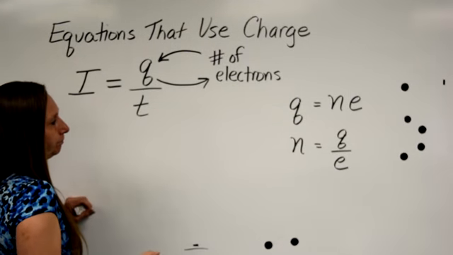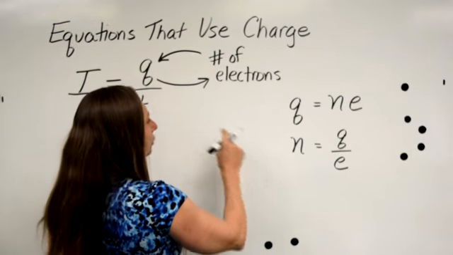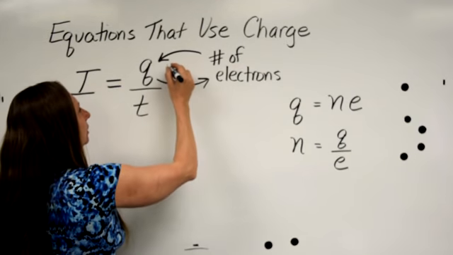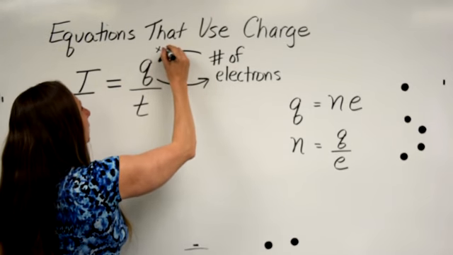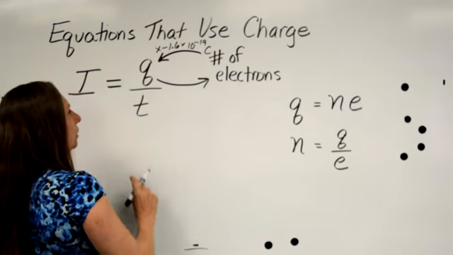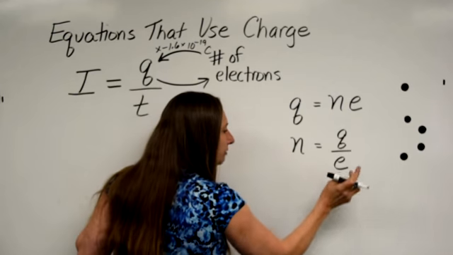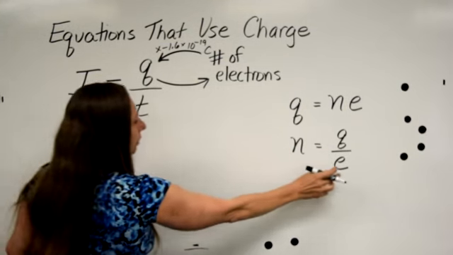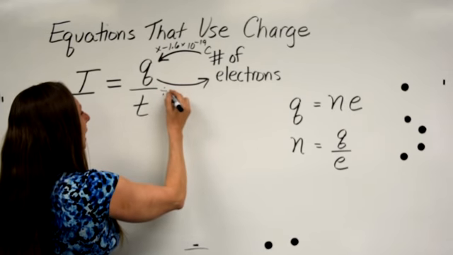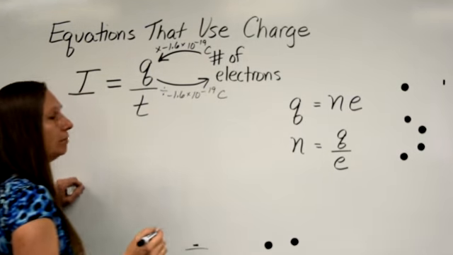And another way you could think of this: to go from number of electrons to charge, you're going to multiply by negative 1.6 times 10 to the negative 19 coulombs. To go from charge to number of electrons, you're going to divide by negative 1.6 times 10 to the negative 19 coulombs.